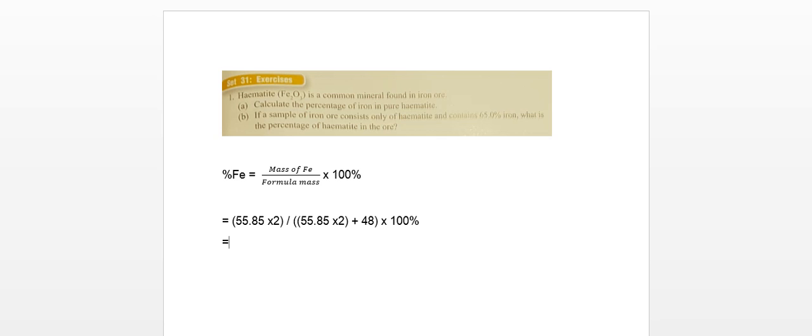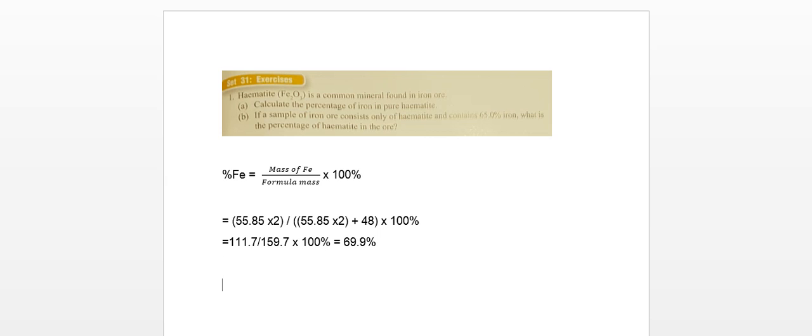Overall, if you do that, you will find that you end up with 111.7 divided by 159.7, and when you times 100%, you'll find that you end up with 69.9%, rounded to one decimal place. 69.94 if you really want to. And that is how to tackle that type of question.